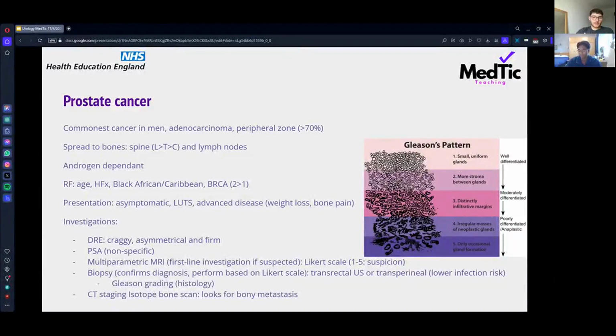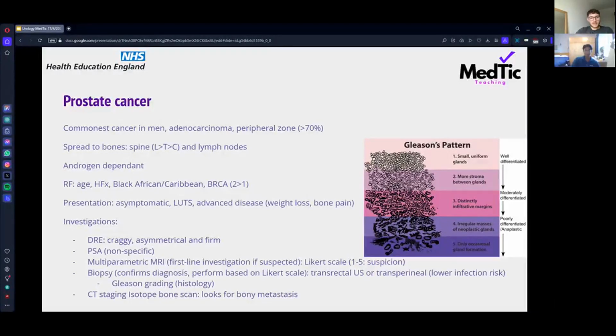we'll talk about prostate cancer a little bit here. It's the commonest cancer in men, elderly men especially. It's an adenocarcinoma, usually within the peripheral zone of the prostate. In terms of mets, it's usually the spine, so it spreads to the bones really. So the spine, lumbar, thoracic and cervical. It can also spread to the lymph nodes. It's androgen dependent, which is important when we come on to thinking about some of the treatments.